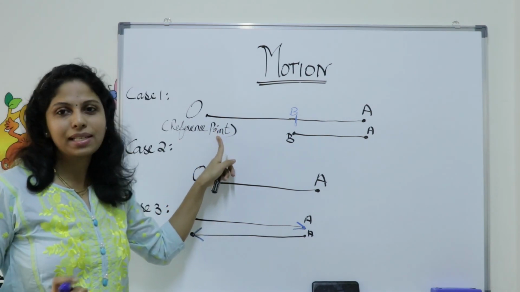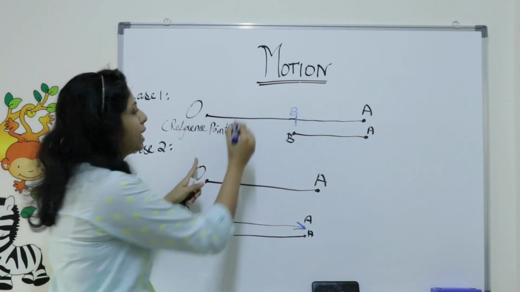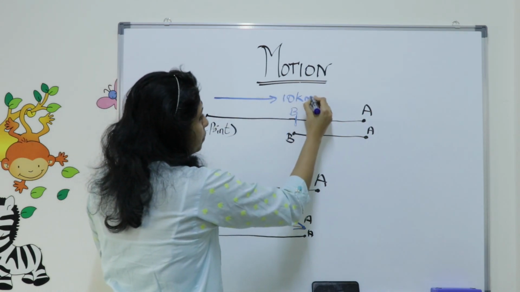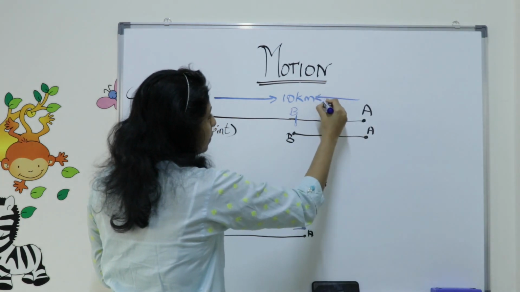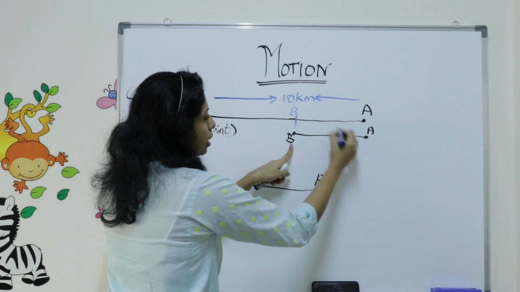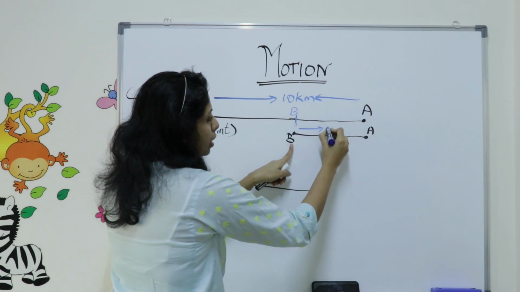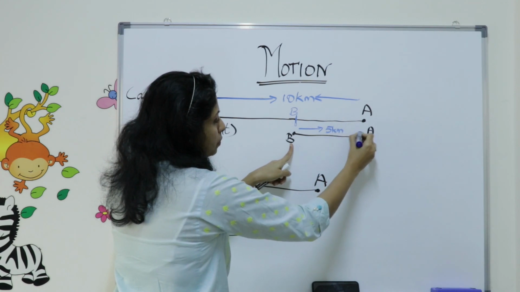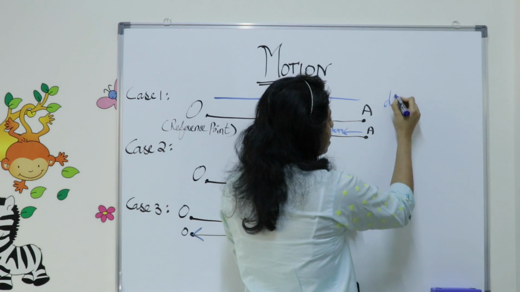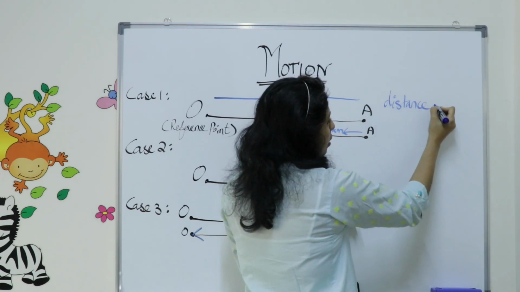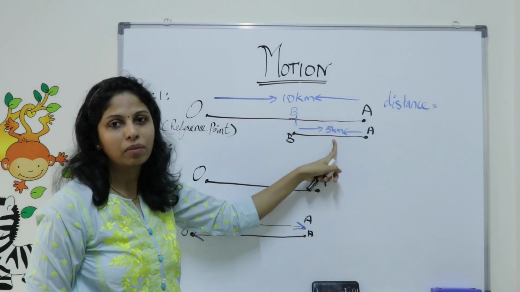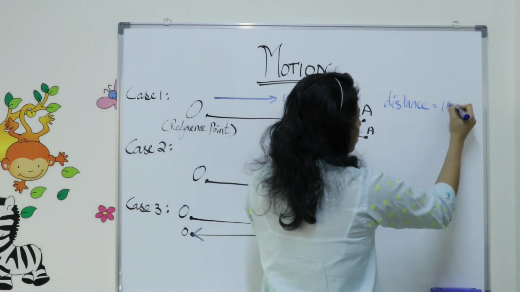In this first example, let us consider the distance between O and A is 10 kilometers. And the distance between A and B is 5 kilometers. Okay. In case 1, what is the distance? The value of distance is 10 plus 5. So it is 15 kilometers.